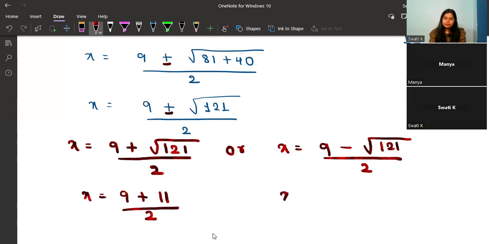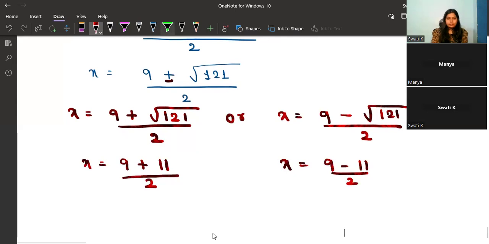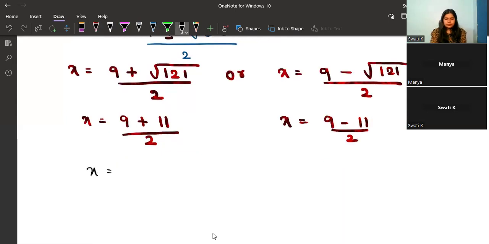What about the second one? And 9 minus 11 by 2. Next step. X equal 20 by 2. Next. Okay, let's solve this only. What is 20 divided by 2? 10. That's it. We have got our first answer. X is equal to 10.